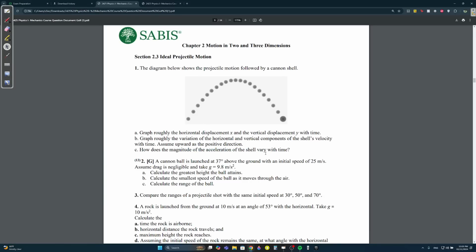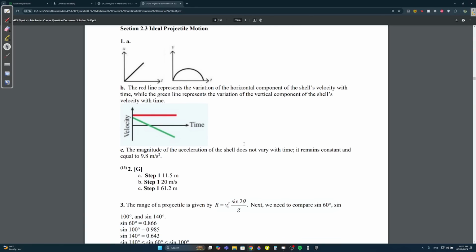How does the magnitude of the acceleration of the shell vary with time? The magnitude of the acceleration does not vary with time, it remains constant and equal to minus 9.8. So in projectile motion, a is equal to negative g, which is minus 9.8. Okay?